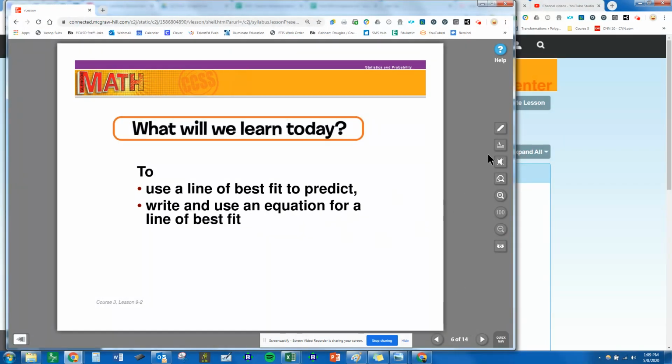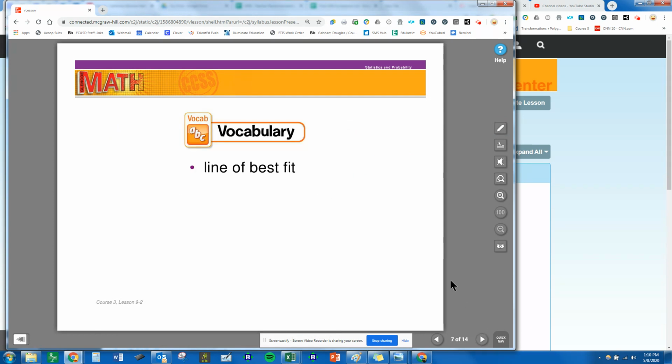So, let's look at what we're learning here today. We're learning how to use a line of best fit to predict and then use an equation to make predictions. So, what we'll have is a scatter plot, something like this, like we learned how to do on the last one. And we'll make a line through the middle. We're going to make a perfectly linear line, an average line. And then we're going to make predictions using that line. So we call that line a line of best fit.